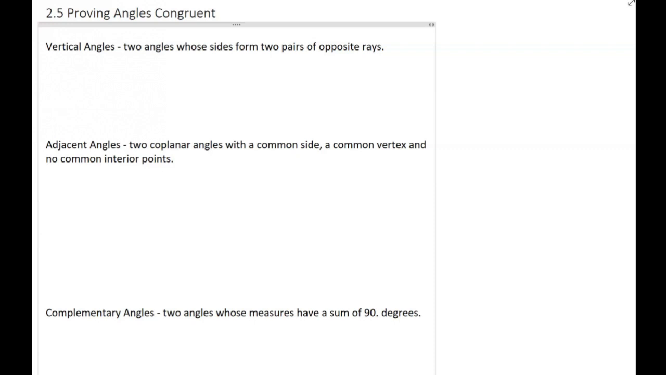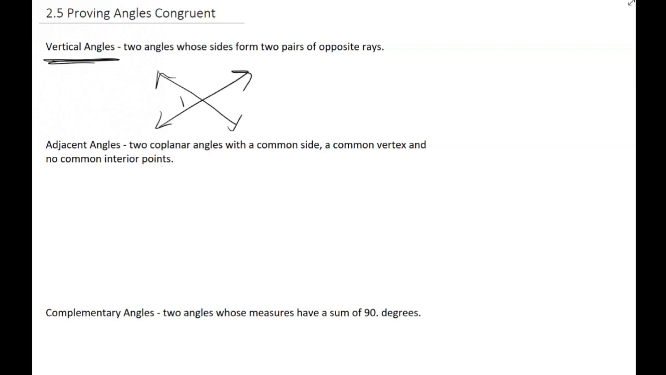Let's get at it. Our first definition, and remember geometry is all about our definitions, are vertical angles. Vertical angles are two angles whose sides form two pairs of opposite rays. I know that sounds very confusing, but when we draw the picture, hopefully you'll think, oh, that's not really bad at all. So vertical angles here share the same vertex and they're opposite sides of these rays.